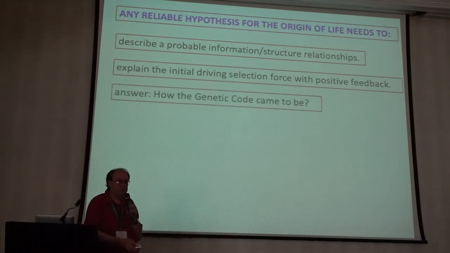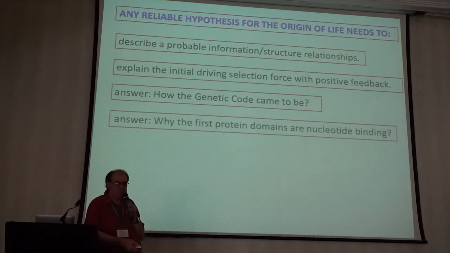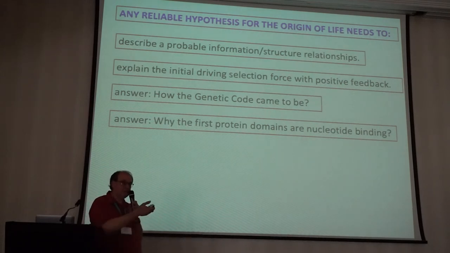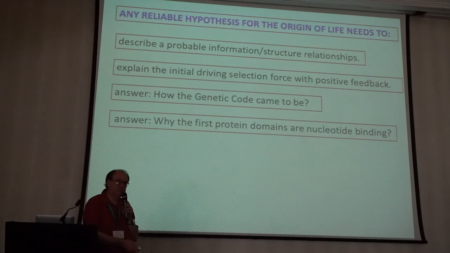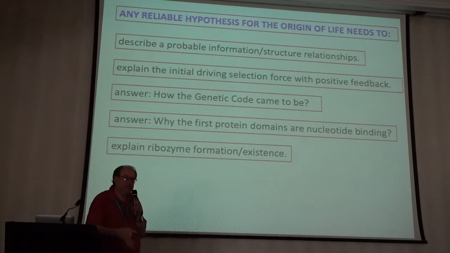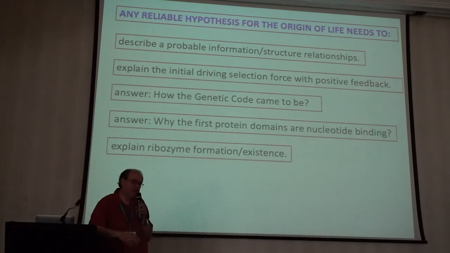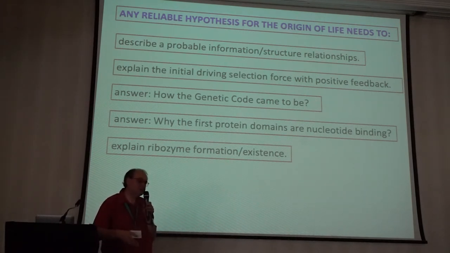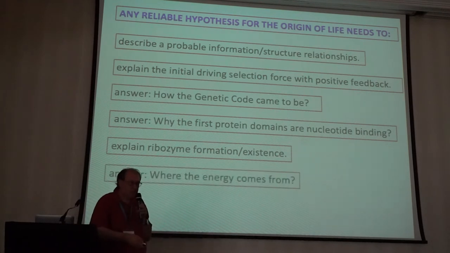And of course, how the genetic code comes to be. To answer why the first protein domains are nucleotide binding. I mean, the data shows that the first domains are nucleotide binding. You have to provide the way going there. Explain the ribozyme formation, bearing in mind that ribozymes are, in fact, enzymes built entirely of RNA. But 99.99% of all enzymes are proteins. So what and how is that selected? The RNA world tried to solve that, but I don't think it's a very reliable way. Also, where the energy comes from is a very common problem.